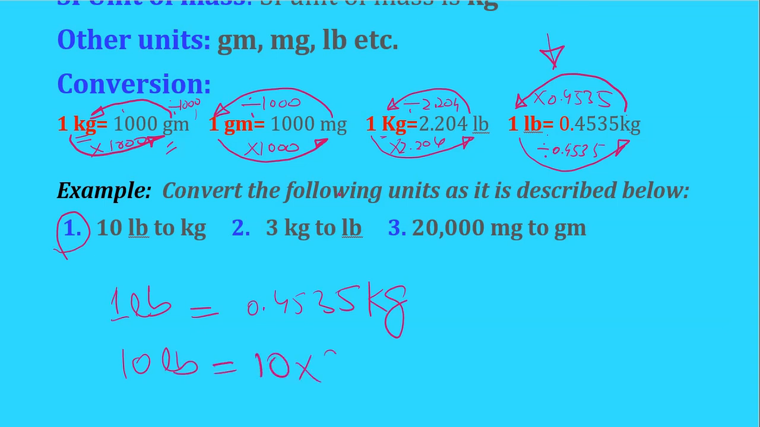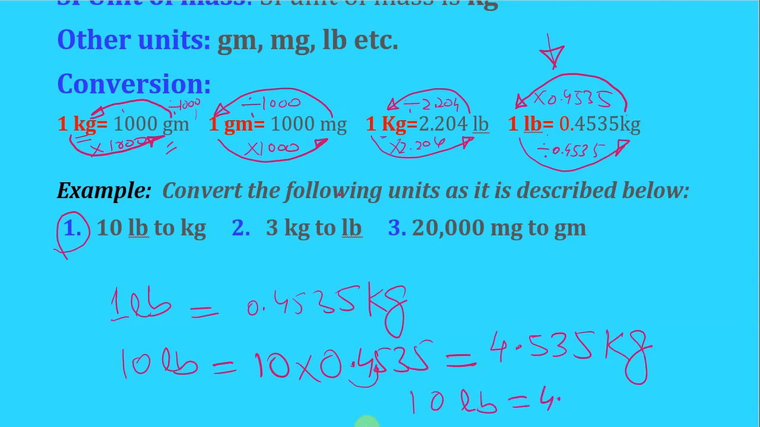So 10 times 0.4535, and whenever you multiply any number by 10, and if there is a decimal, that decimal will shift by one digit, so it will be 4.535 kg. So you can say 10 pound is equal to 4.535 kilogram. That is the answer.